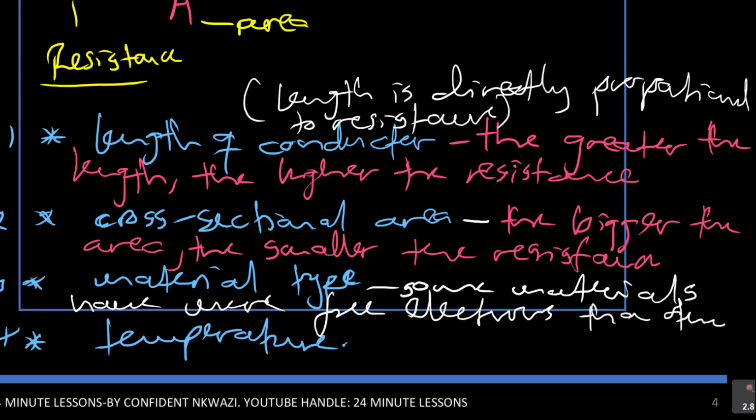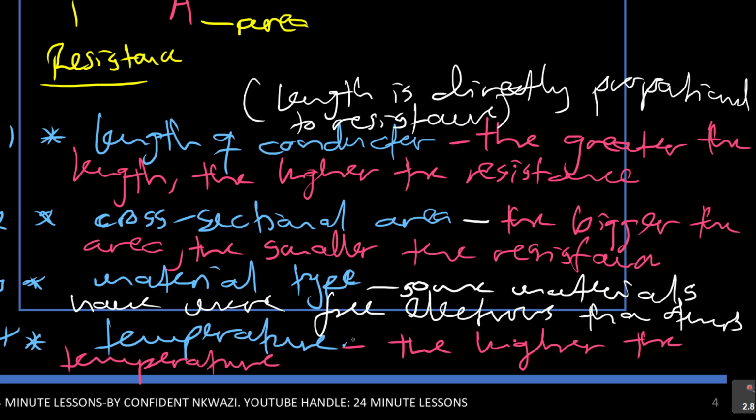So that is that. Remember, that is when it comes to insulators, conductors, semiconductors. And then the temperature here, what I'm going to say: the higher the temperature, the higher the resistance. So temperature is directly proportional in this case. The higher the temperature, the higher the resistance. Guys, this is what they needed.